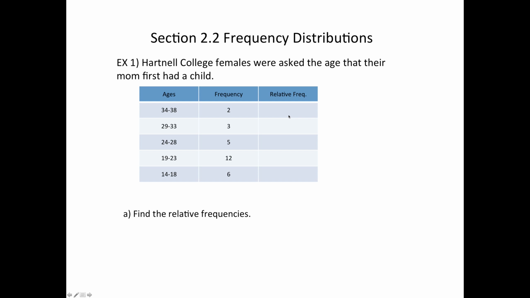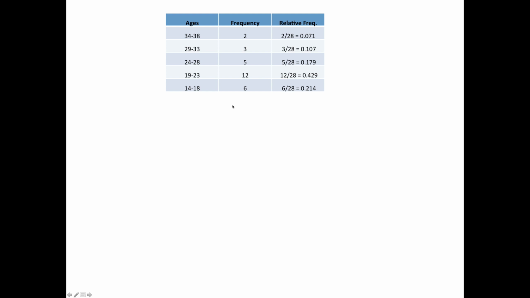So that's part A. So to find the relative frequency, we basically just need to add up these numbers right here, which is going to be 28. And then this one is going to be 2 out of 28, 3 out of 28, 5 out of 28, etc. And then the last thing to do is just divide them and put it in decimal form. So here we go. These are the relative frequencies. So in other words, in this oldest age group right here, about 7.1% of the women were in the oldest age group.